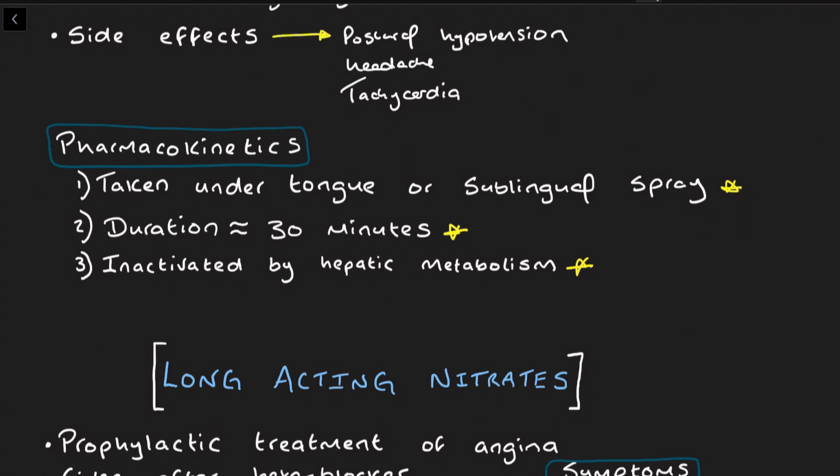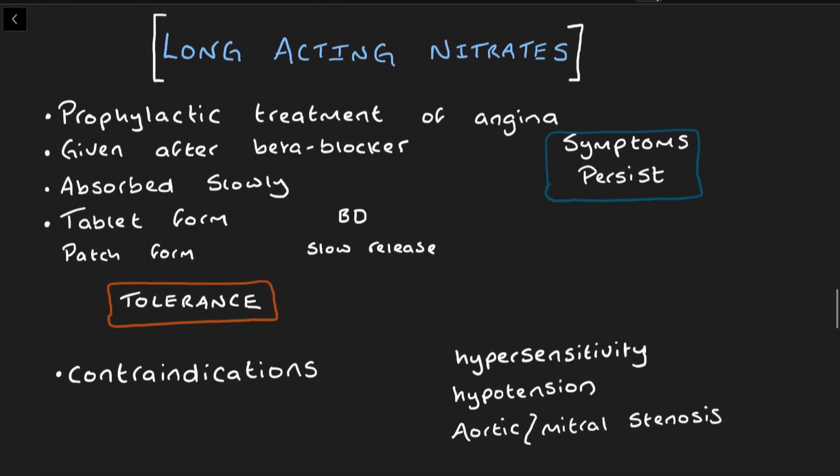Now we'll talk a little on long-acting nitrates, and examples of these are isosorbide mononitrate and isosorbide dinitrate. These are usually given for prophylactic treatment of angina. They're given if symptoms persist after a beta blocker dose is maximized for the patient. So they are longer acting than glyceryl trinitrate. They are usually absorbed and metabolized much more slowly, but have similar pharmacological actions.